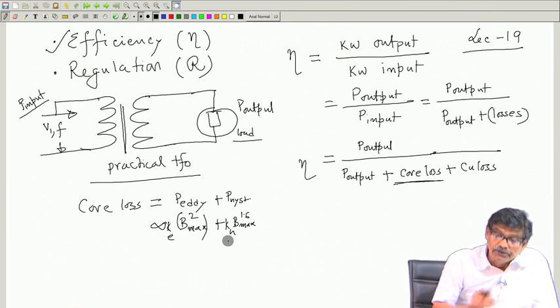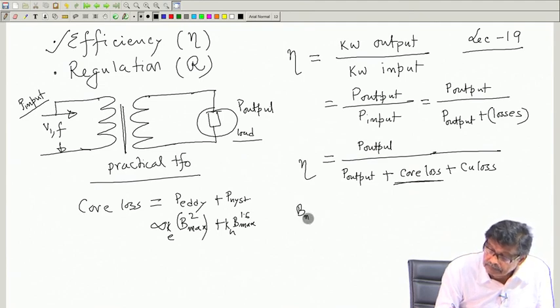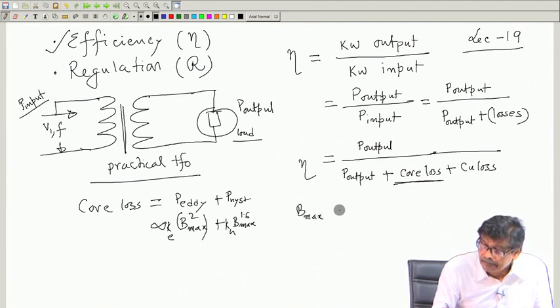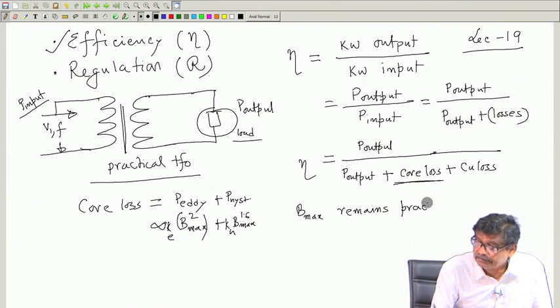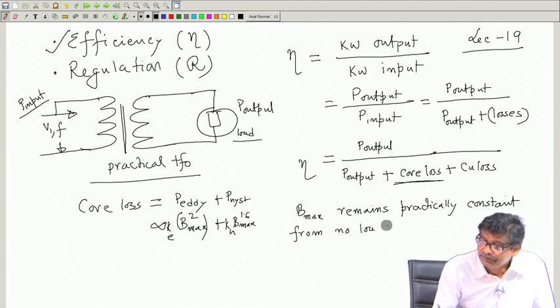Now, we know that B max remains practically constant. This also I pointed out earlier, remains practically constant from no load to full load condition.